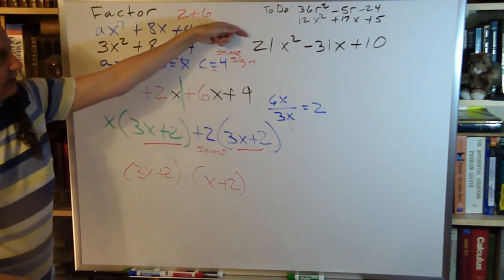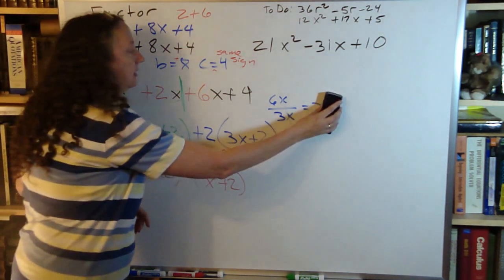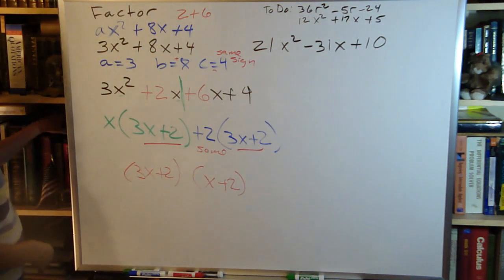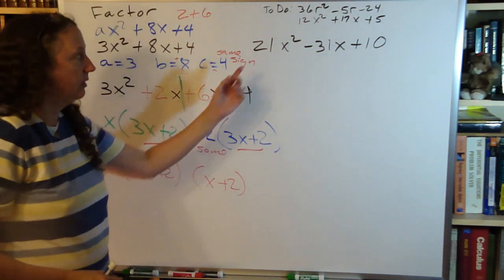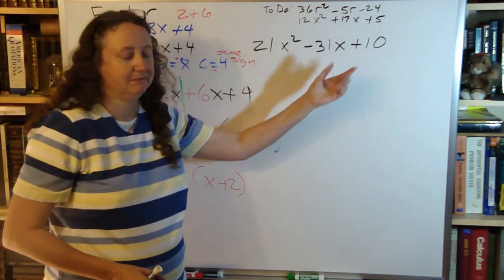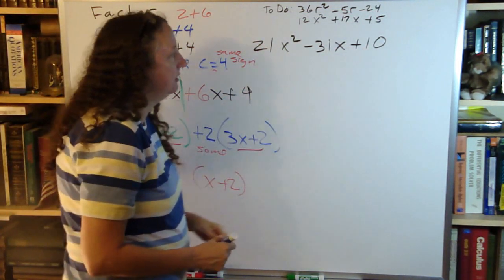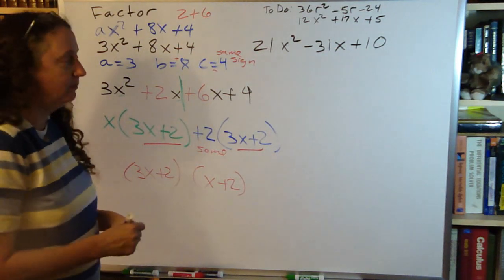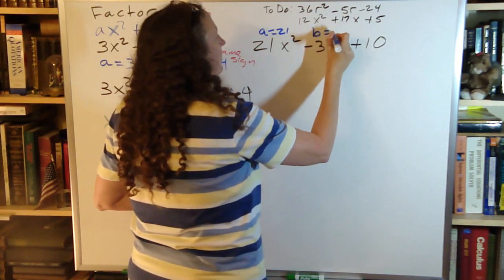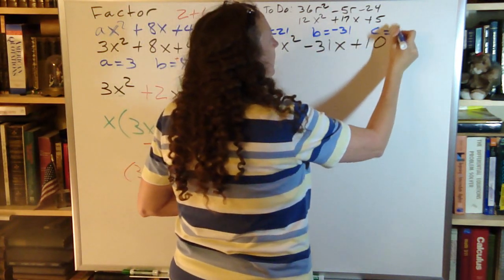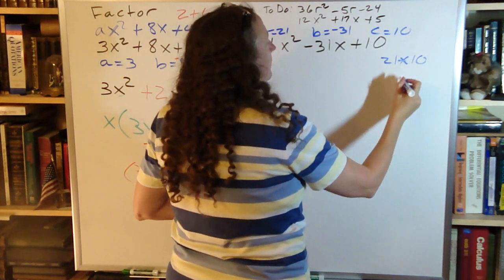Looking at my other example here, 21x squared minus 31x plus 10. Is there anything that I can factor out of all three terms? 21, 31, 10? No. So now I need to take my 21 times 10, factor that, multiply them together. I have A is 21, B is negative 31, C is 10, and I'm taking my 21 times 10, gives me 210.